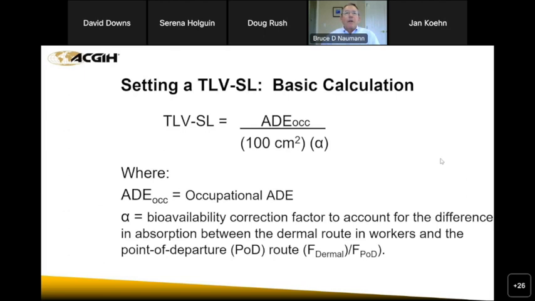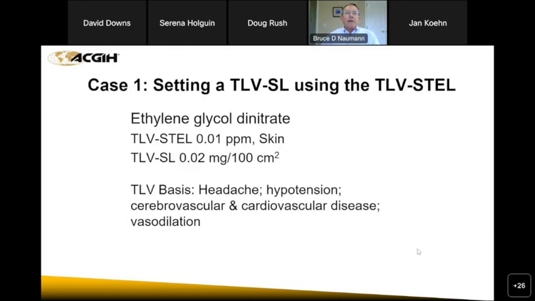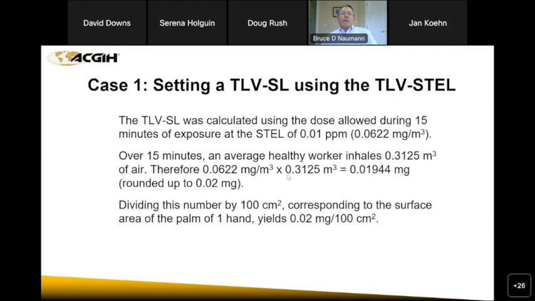It's pretty straightforward. Got a couple examples. Ethylene glycol dinitrate. This time, we only had a STEL, so we extrapolated from the STEL. It does have a skin notation. It calculated a surface limit of 20 micrograms per 100 square centimeters. The TLV basis for this compound lists headache, hypotension, some cardiovascular changes. So what we did here was we calculated the dose that would be received in 15 minutes at the STEL. Okay, so that was 0.0622 milligrams per cubic meter.